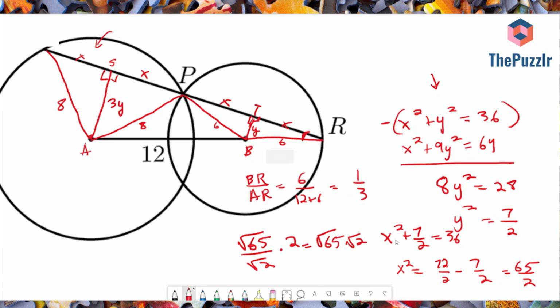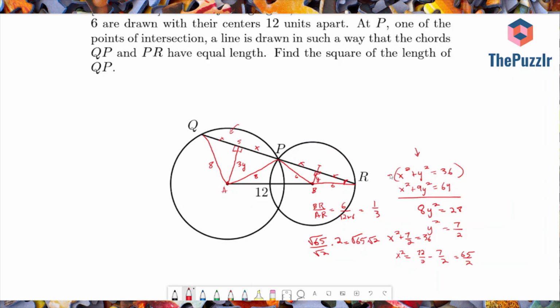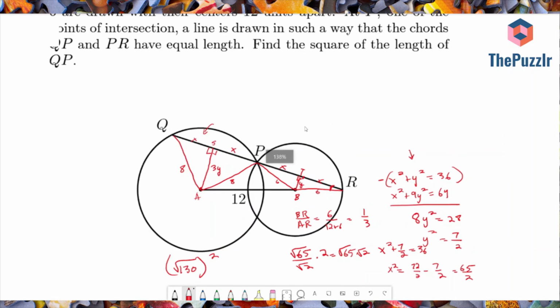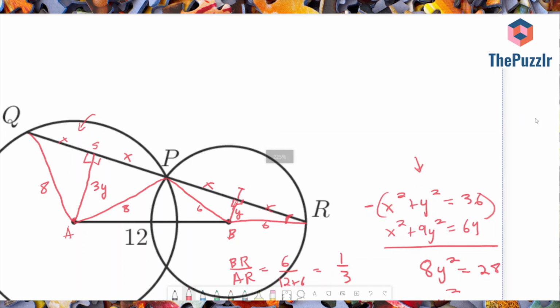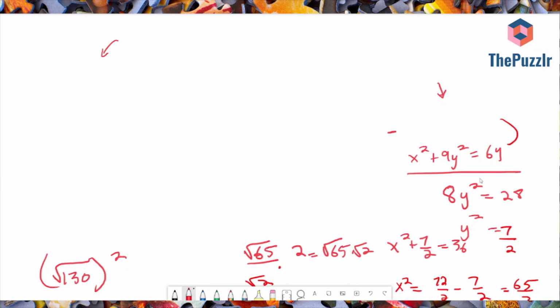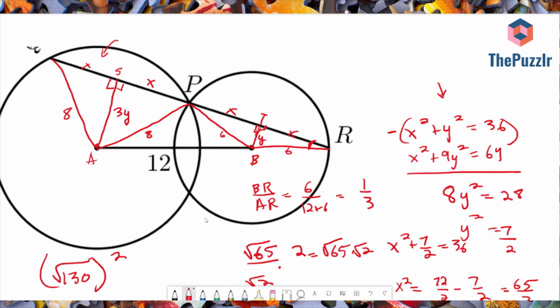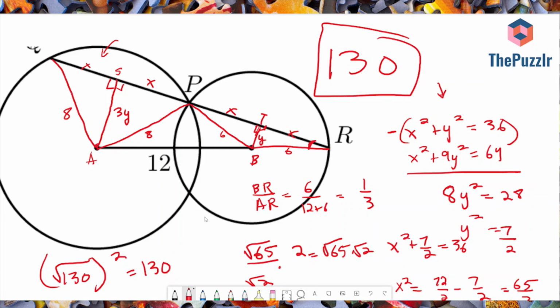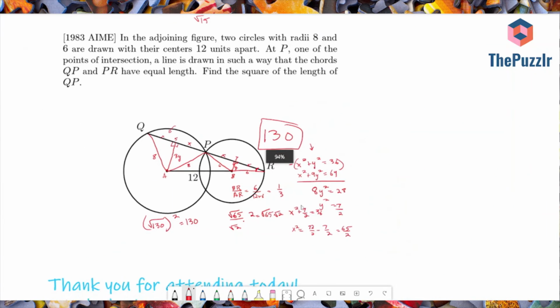So in the original problem, though, it's asking us to find the square of the length of QP. The square root of 65 times the square root of 2 is just the square root of 130. If we square that, we get an answer of 130. So our final answer for this problem is 130, and we're done with the hardest problem of today's video.